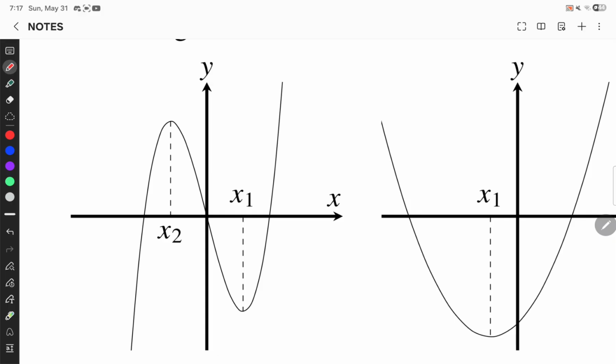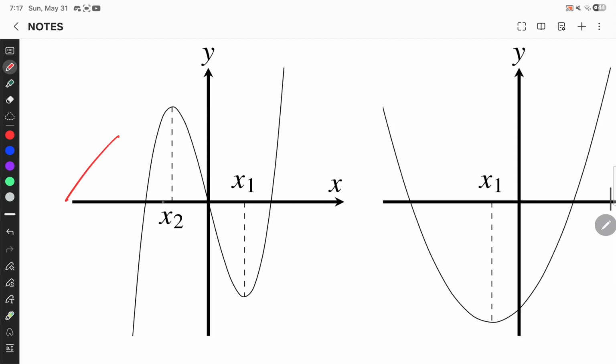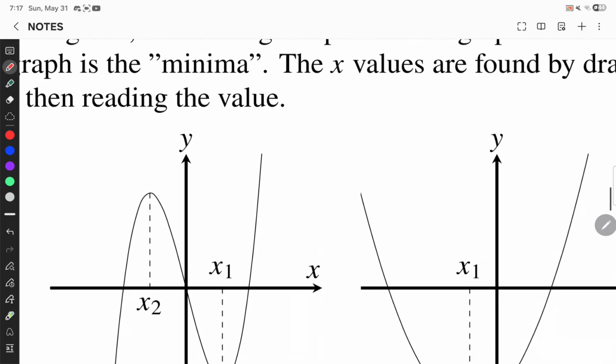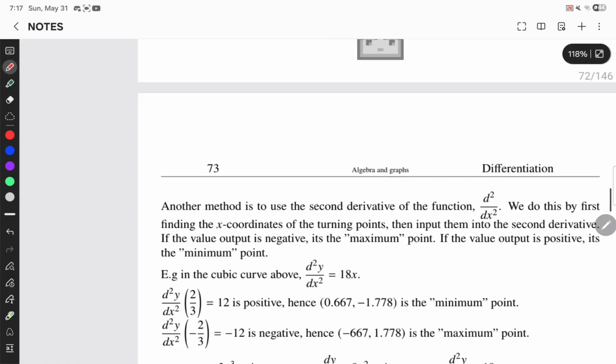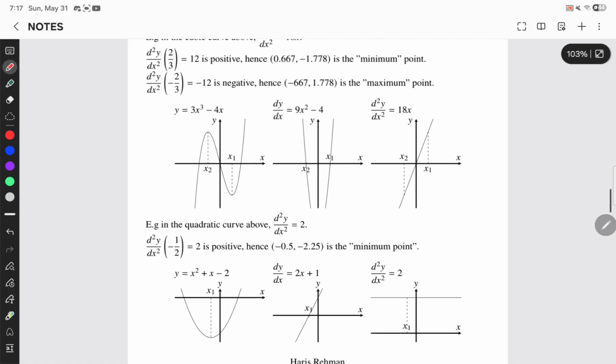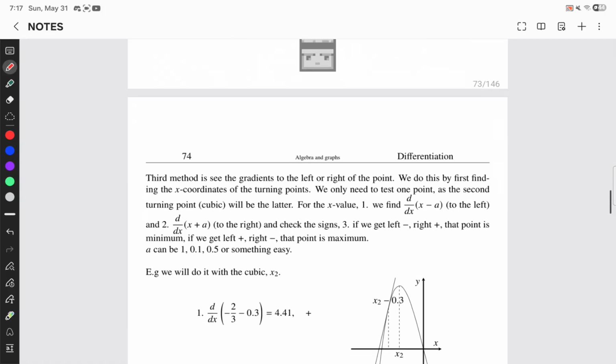Okay, now by nature, a point is called the maximum if it is turning from positive to negative gradient, and a point is called a minimum when it's turning from negative to positive gradient. You guys will see what I mean. There are multiple tests, three to be exact.